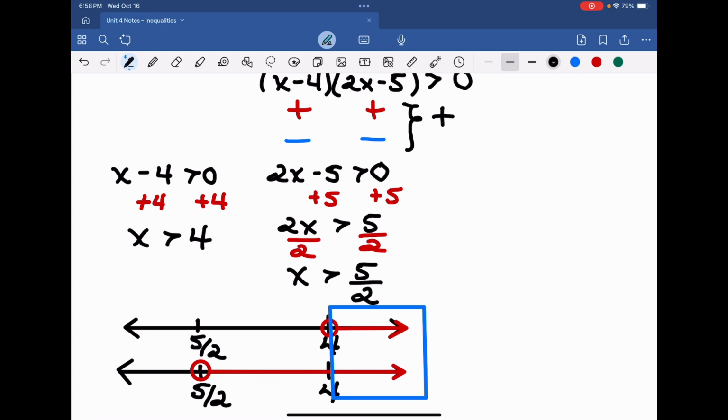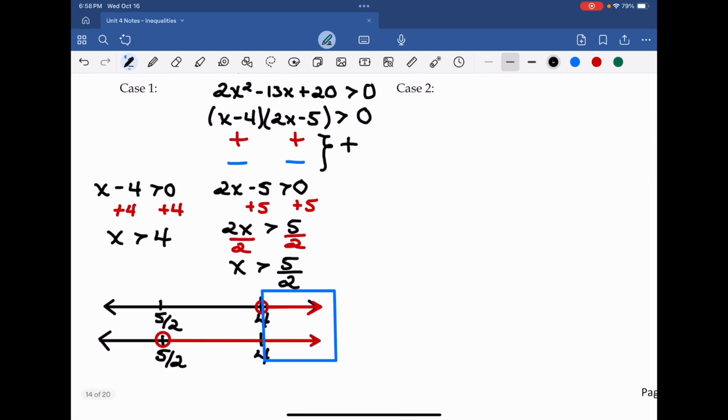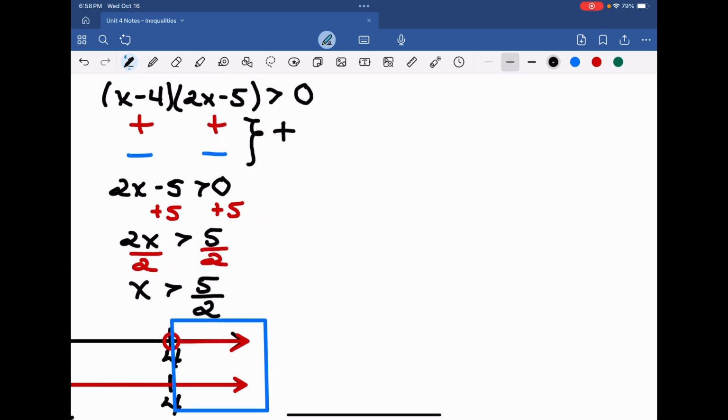In case number 1, both of the inequalities were greater than 0, aka they were both positive binomials. Now we're going to talk about them in terms of making it greater than 0. They could also both be negative, or less than 0. So for case number 2, let's go over and do that right off to the side here. We're going to write it as x minus 4 is less than 0 this time, and 2x minus 5 is less than 0.